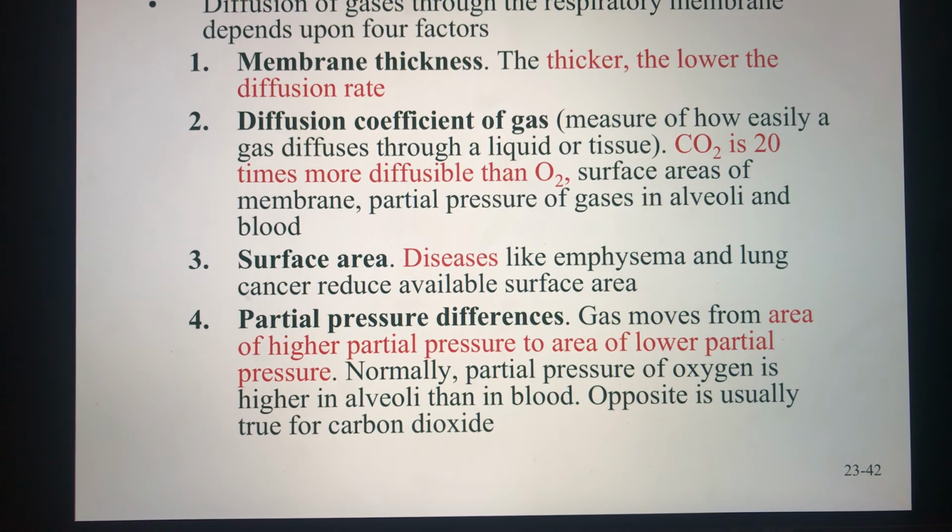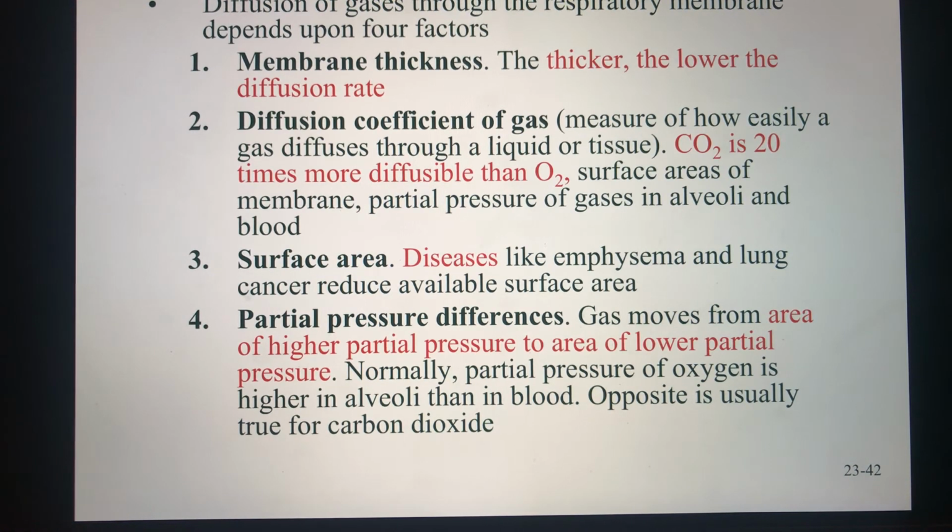What else? Diffusion coefficient of gas, right? Some gases diffuse much more easily. Carbon dioxide is one of them. Carbon dioxide goes right through, goes right into liquid form much more readily versus oxygen. Then surface area also allows us to have increased or decreased gas exchange. So with surface area, diseases like emphysema, lung cancer, lung disease, and pulmonary fibrosis all decrease the availability of alveolar cells. They kill them. Because they kill them, you can have decreased surface area for absorption. Decreased surface area, decreased amount of gas exchange.